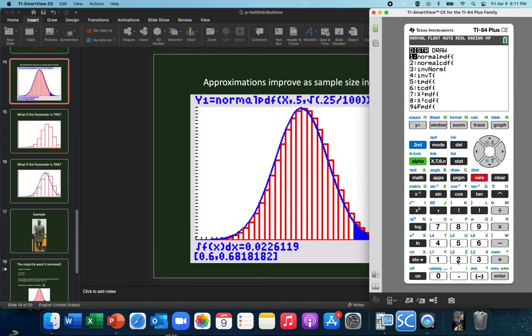So normal CDF. And we need a lower limit. That's a left-hand limit value. We're going to go from 0.64. And again, I can use 0.64 with the normal distribution because it's modeling a continuous variable. And this is where I would use E99 for a really large upper limit. The mean is going to be 0.5. And sigma is going to be the square root of 0.25 divided by 100.